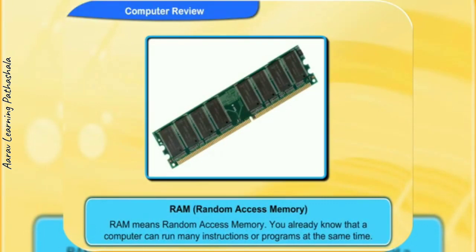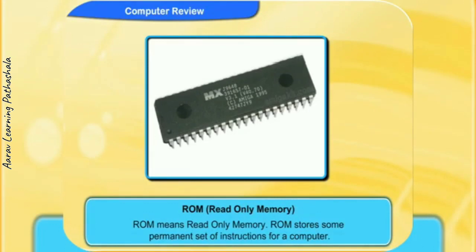You already know that a computer can run many instructions or programs at the same time. To enable the computer to access the instructions randomly and to make it run fast, the instructions are loaded in a memory place called RAM. ROM means read-only memory. ROM stores some permanent set of instructions for a computer. As soon as we switch on the computer, it follows the set of instructions located in the ROM.